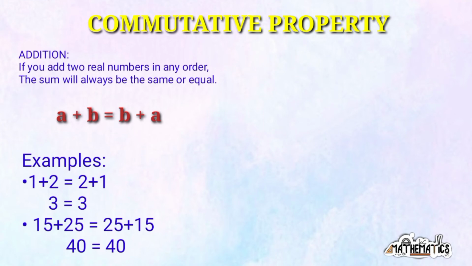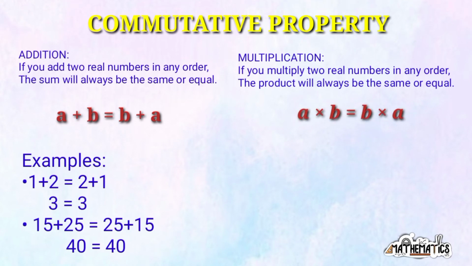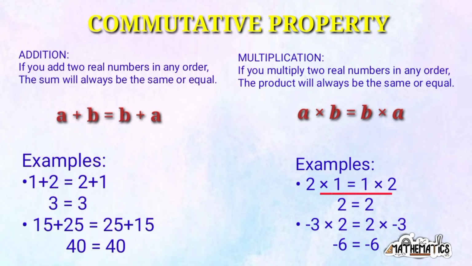In the commutative property of multiplication, it says that if you multiply two real numbers in any order, the product will always be the same. Or it means A times B is equal to B times A, where A and B are elements of the real numbers. For example, 2 times 1 is equal to 1 times 2.